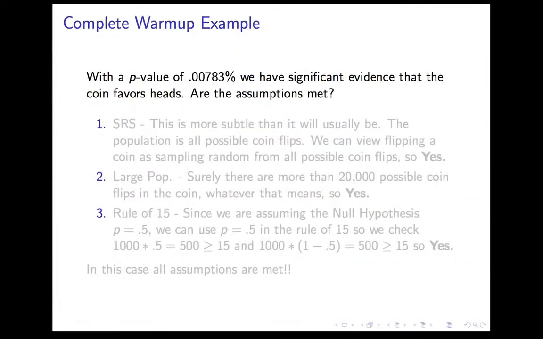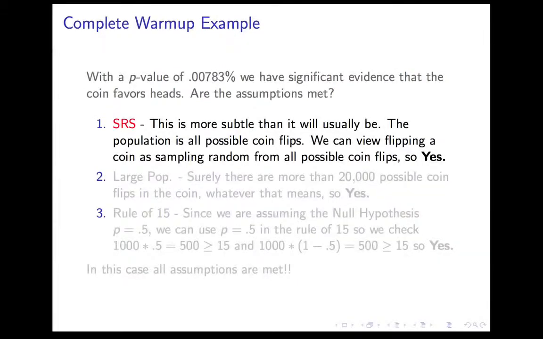But first, let me check the assumptions. Let me do step 5. The assumptions that we used, because we were doing lecture 16, the three assumptions are simple random sample, large population, and the rule of 15.